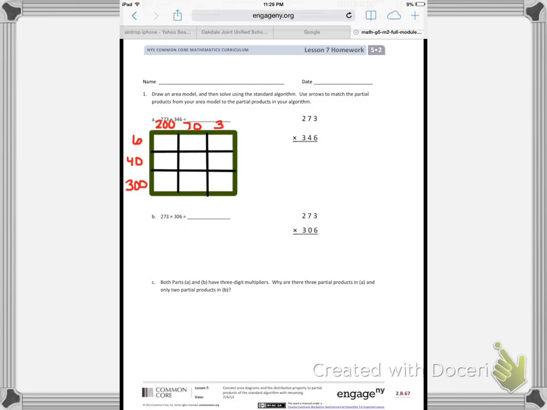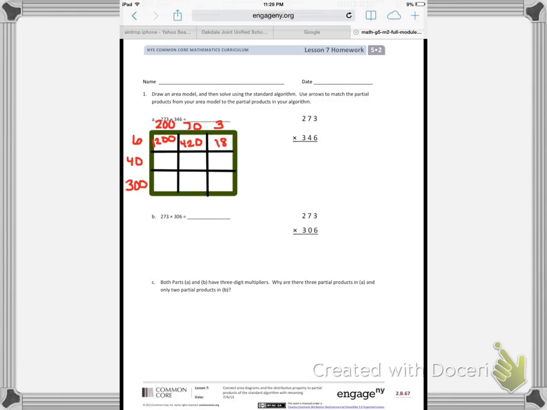So what we're going to do now is we're going to break up the numbers and we're going to do each little partial product. So we broke them up with 273 and 346. So we're going to go ahead and multiply now. So we have 200 times 6. So 200 times 6 will give us 1200 because 6 times 2 is 12, and there's 2 zeros. 70 times 6, we have 7 times 6, which is 42 with a 0, so it will become 420. And 6 times 3, which is 18.